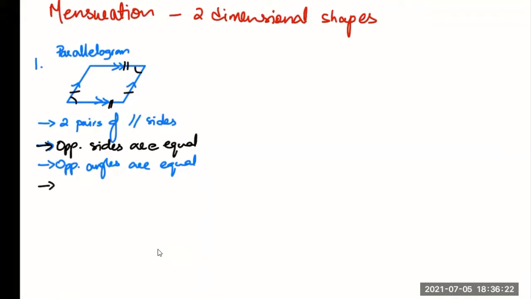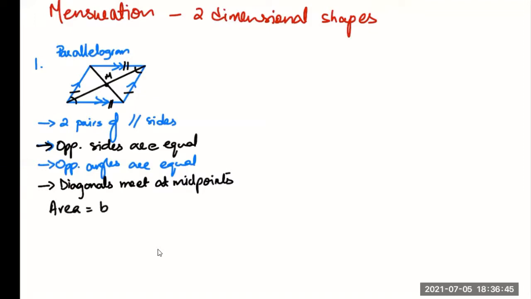Okay. And diagonals meet at midpoints. Okay, diagonals meet at midpoints. So what is the formula for area? The formula for area is base into height. What are base and height for a parallelogram?